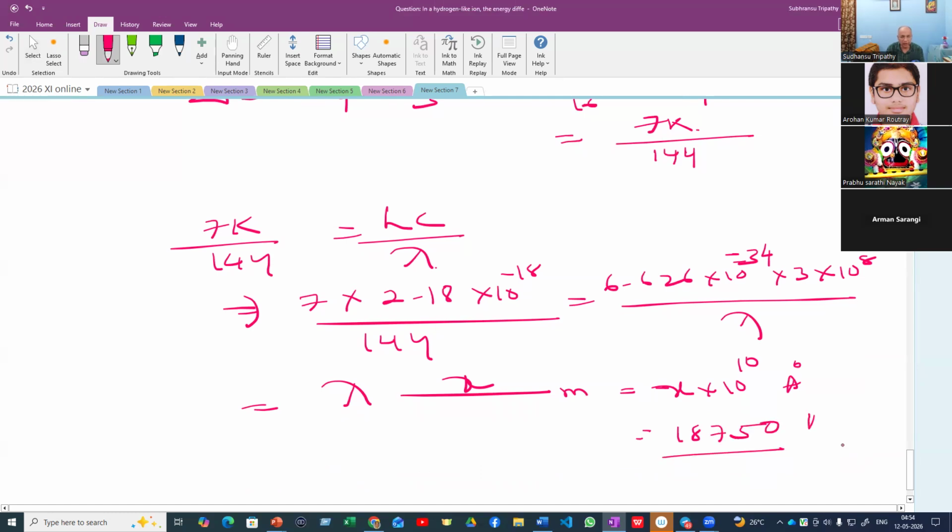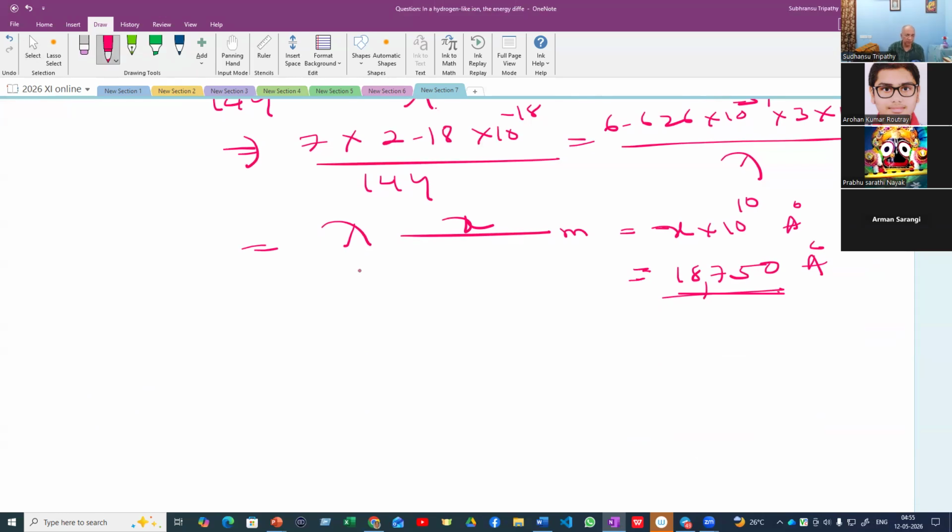So definitely this is believed to be correct because it is falling in the IR region. IR region starts from 7,600 to very high, 6 into 10 to the power 6. So you, Prabhu, check whether Arohan's answer is correct or not. He is saying it is 18,750. What did you get? Okay, you check it.